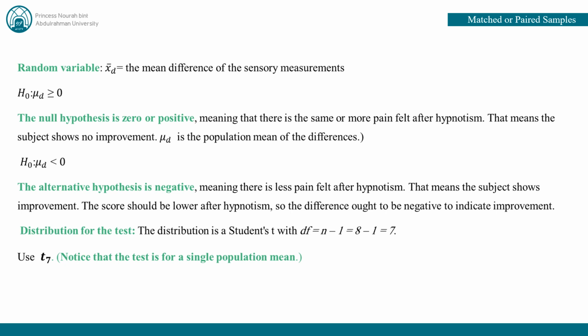The score should be lower after hypnotism, so the difference turns out to be negative to indicate improvement. Distribution for the test: the distribution is a Student t with degrees of freedom n minus 1. n minus 1 equals 8 minus 1, which is equal to 7. Use t7. Notice that the test is for a single population mean.